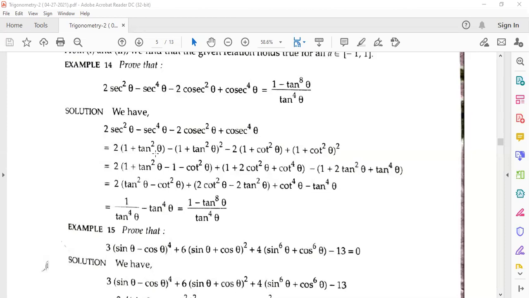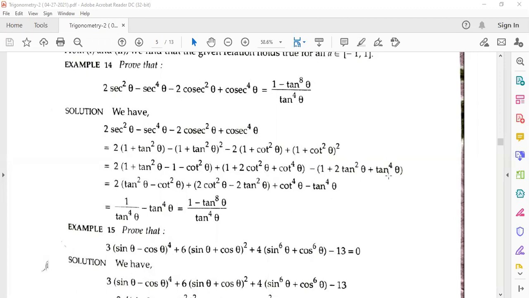Now we are simplifying this. From the first part and third part we take common 2. Then from the first part it will be coming 1 plus tan square theta, and from the third part it will be coming minus 1 minus cot square theta. Plus 1 plus cot square theta whole square means 1 plus 2 cot square theta plus cot to the power 4 theta. Then minus 1 plus tan square theta whole square means 1 plus 2 tan square theta plus tan to the power 4 theta.